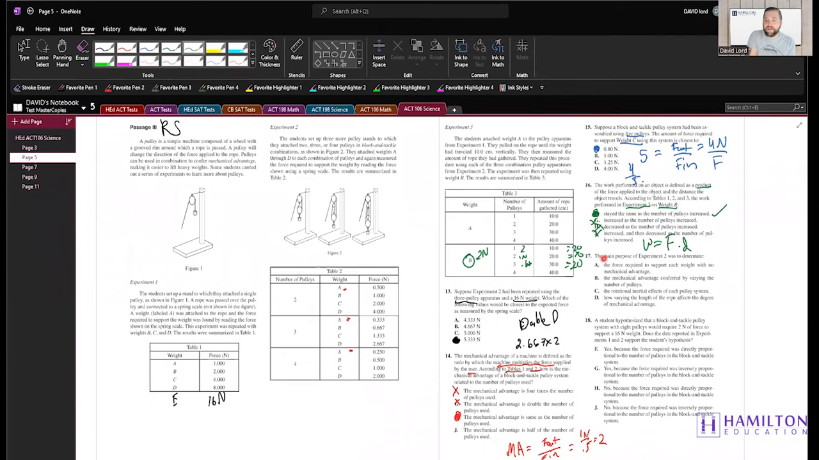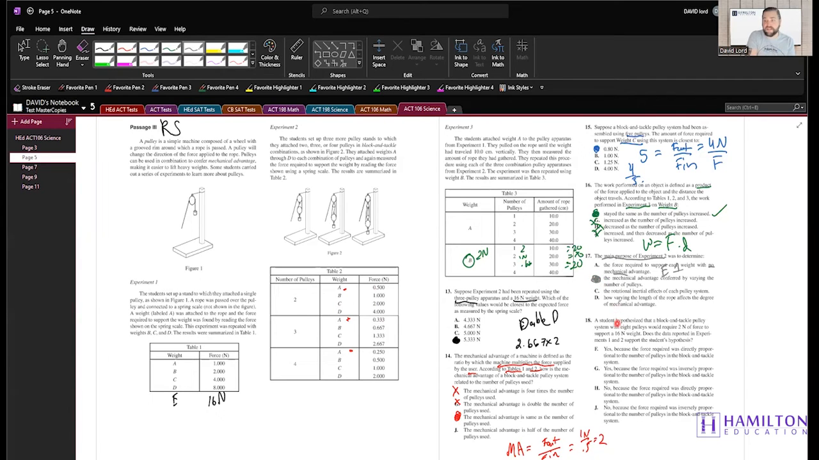Question number 17. The main purpose of experiment 2 was to determine which of the following. So again, you can read the introduction here, but we already kind of see that we had different numbers of pulleys and we saw different questions that seemed to be about the mechanical advantage. So that's what I'm going to be looking for. The force required to support each weight with no mechanical advantage. Well, no, that was actually experiment 1. The mechanical advantage conferred by varying the number of pulleys. We varied the number of pulleys. We saw the different change in force. So that sounds pretty good.